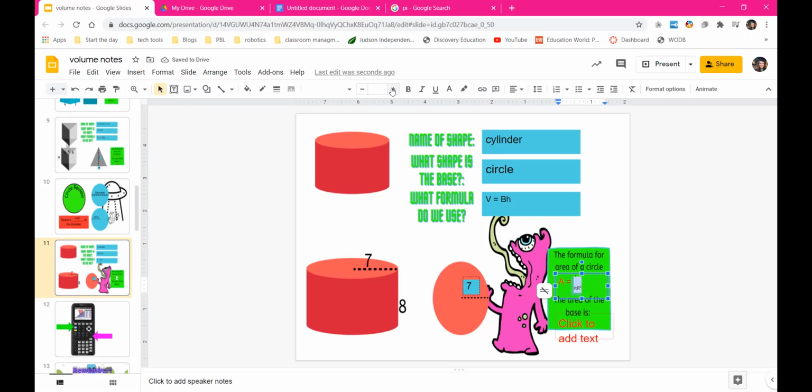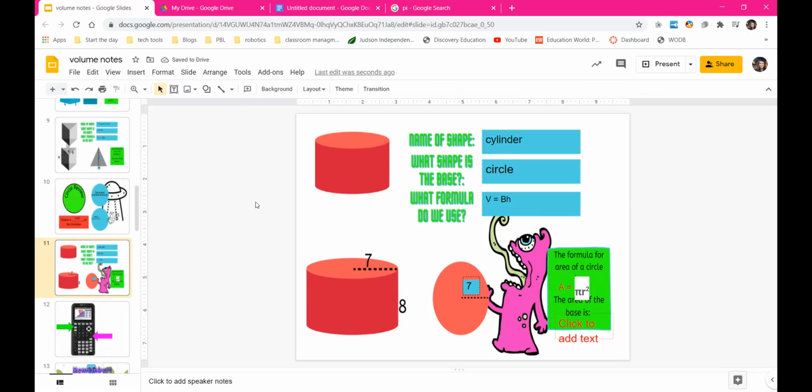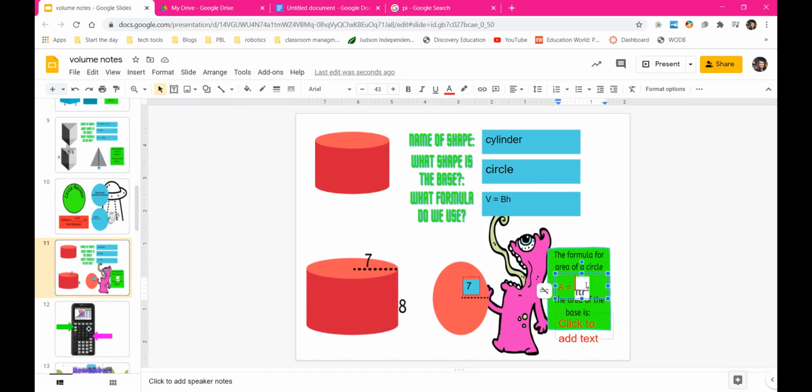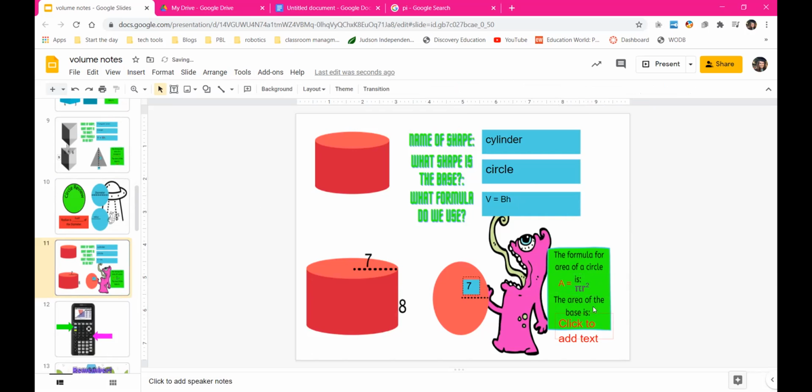I got the pi symbol by going to Google, searching pi, and then copying and pasting it. You could also do insert special characters and find it that way. So pi r squared. Pi is just a number, so don't get confused about that. But the area of the base.